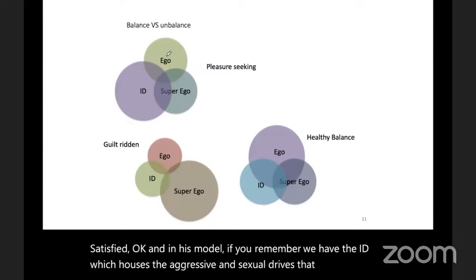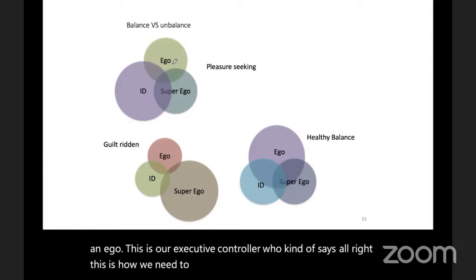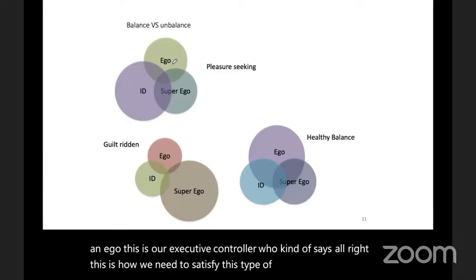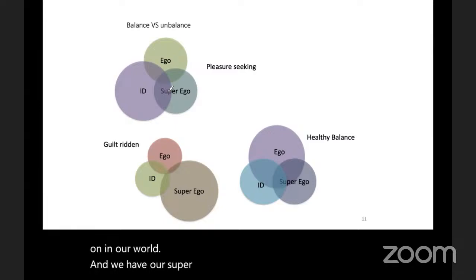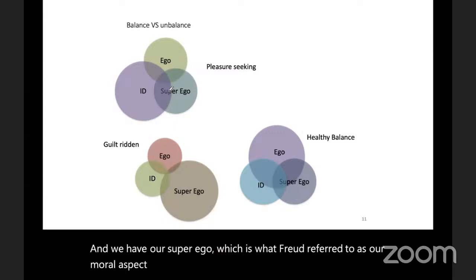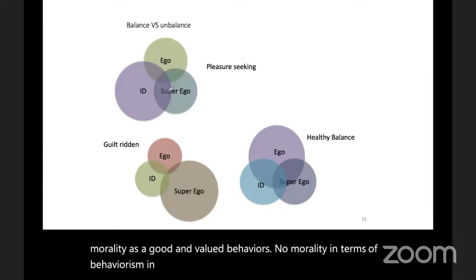Okay. And in his model, if you remember, we have the id, which houses the aggressive and sexual drives that we all have. We have an ego. This is our executive controller who says, all right, this is how we need to satisfy this type of thing given what's going on in our world. And we have our super ego, which is what Freud referred to as our moral aspect. And in Freudian terms, I don't want you to consider morality as good and valued behaviors. No, morality in terms of behavior in psychoanalytics is perfectionism.